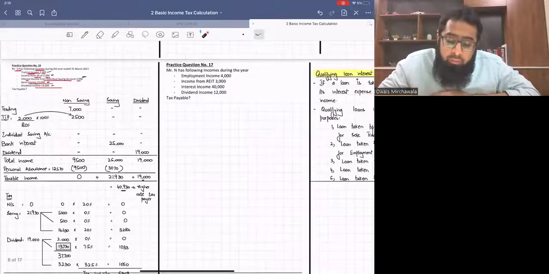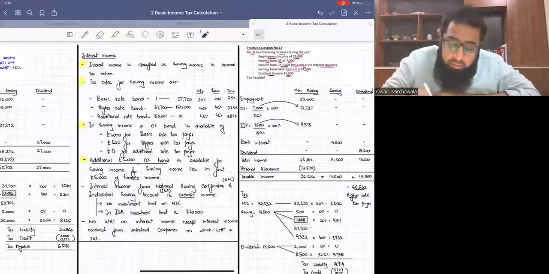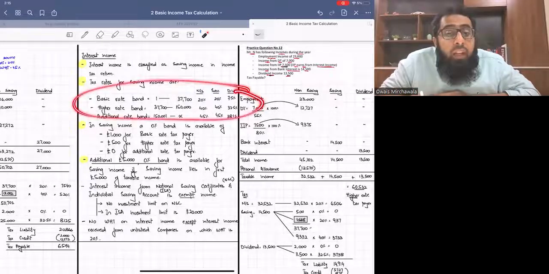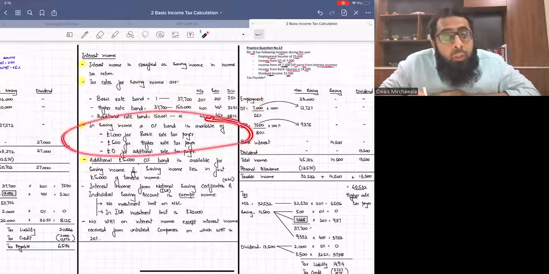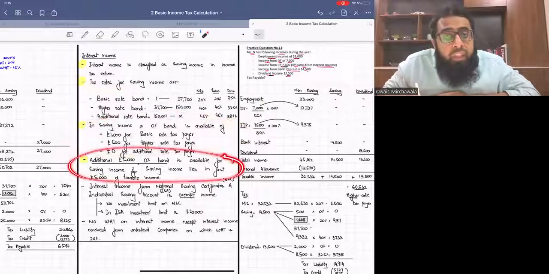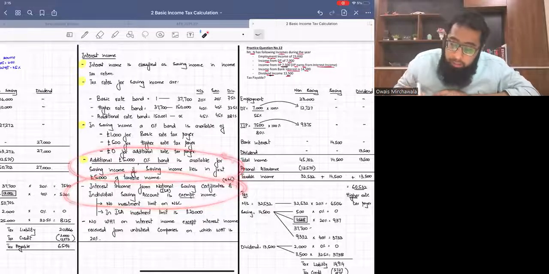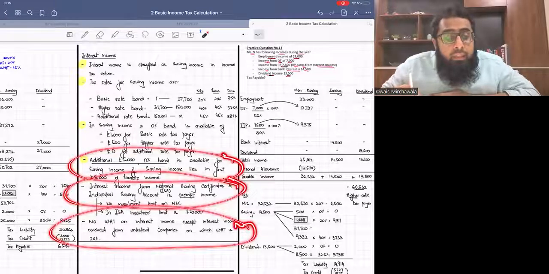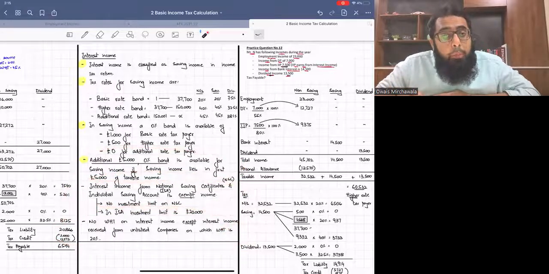So what rules of saving income have we covered till now? Interest income is classified as saving income. The tax rates of saving are the same as non-saving. In saving income, there are normal 0% bands. If saving income gets space in the first 5,000, there is an additional 0% band. Exempt interest income is also covered. Normally there is no withholding tax, but if saving income is from unlisted companies, then there will be 20% withholding.